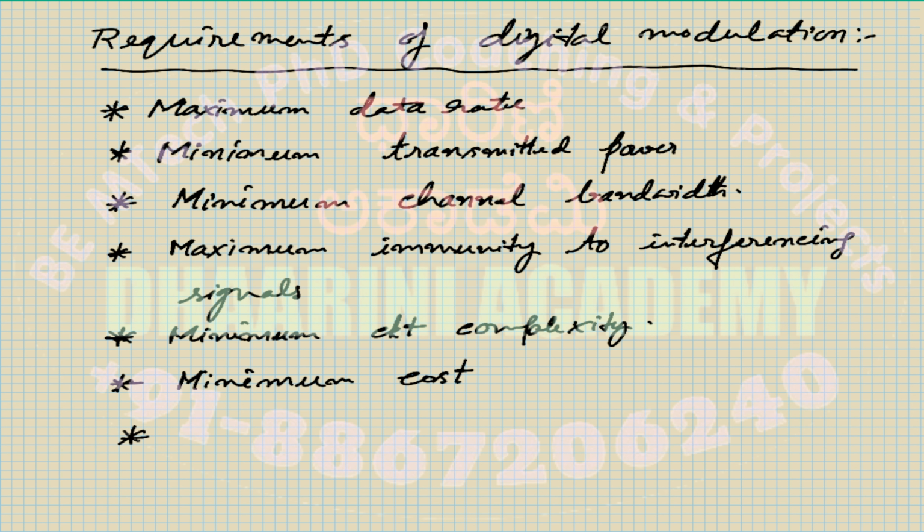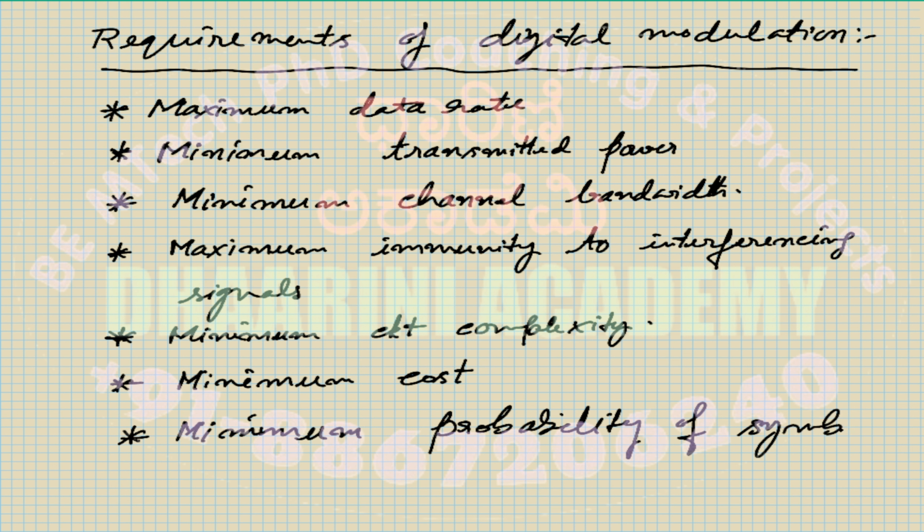One bit is one symbol for us, okay? But practically there is a difference, right? So let me write that point as well. It should be minimum, right? Minimum probability of symbol error. These are our requirements.